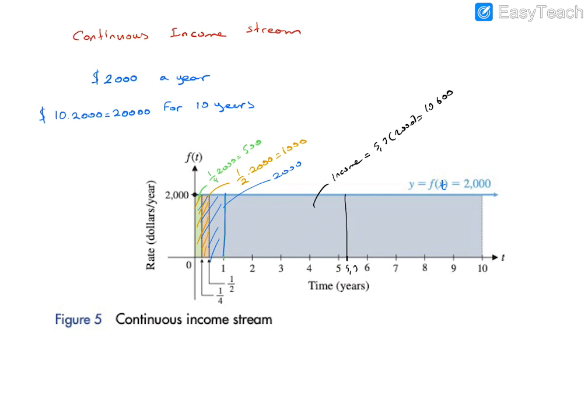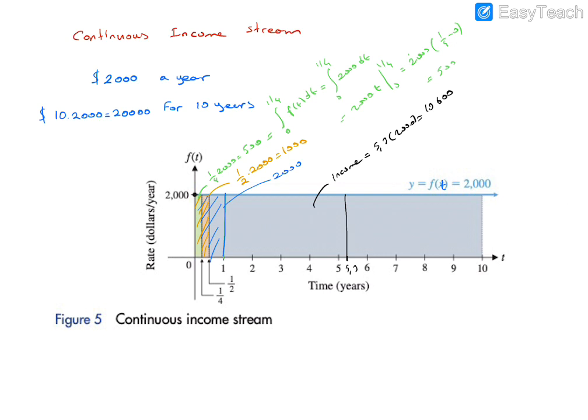The total income over a 10 year period, that is the area under the graph of f of t equals 2000 from 0 to 10, is also given by the definite integral. Actually, this can be written from 0 to 1 over 4 f of t dt. What is this one? From 0 to 1 over 4, f of t is 2000 dt. So this is 2000 times t from 0 to 1 over 4. So this is 1 over 4 times 2000.